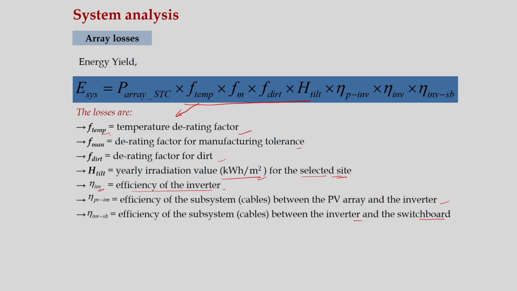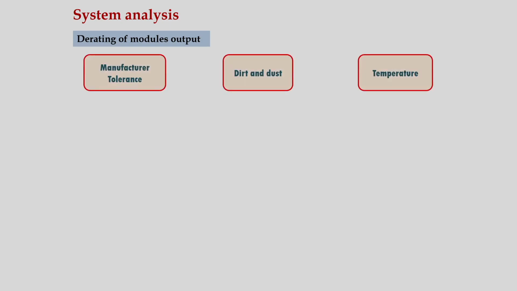Okay? So, we will analyze one by one and then finally, we will estimate all those derived parameters. So, derating of module output we will consider here. Three primary derating factors are manufacturer tolerance, dirt and dust and temperature. So, we will discuss one by one with a worked example.